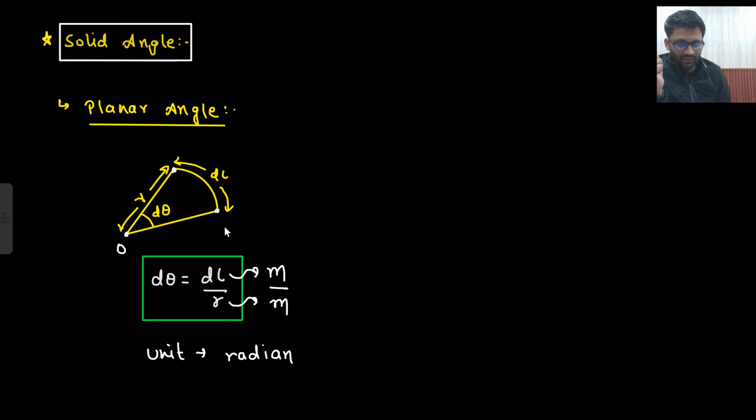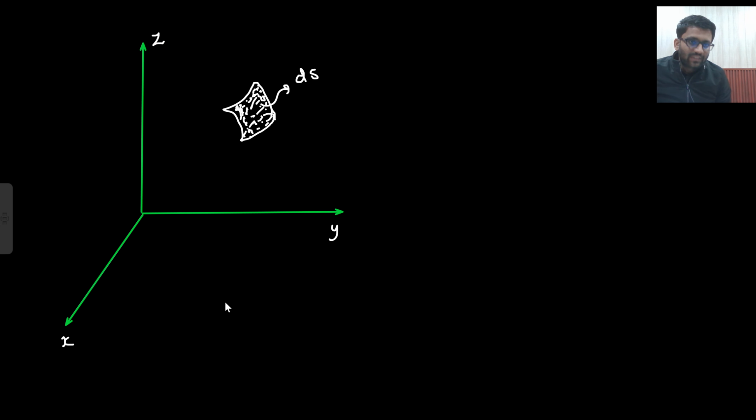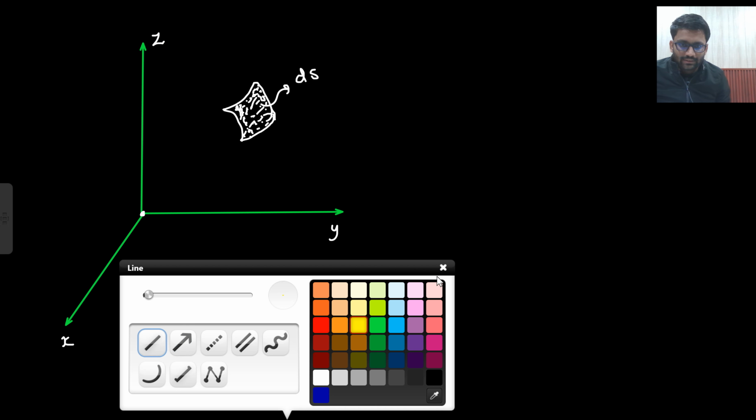Here, this was an arc. It was making d theta angle. That was planar angle, because that is 2D only. Because this arc can be made on a plane. So that's why we call it planar angle. But what is the thing with solid angle? Now this surface will make how much angle at the origin? So let's sort that out.